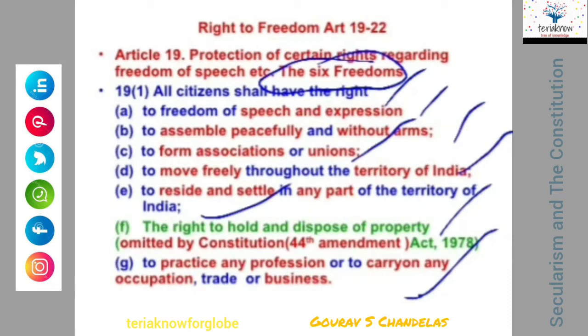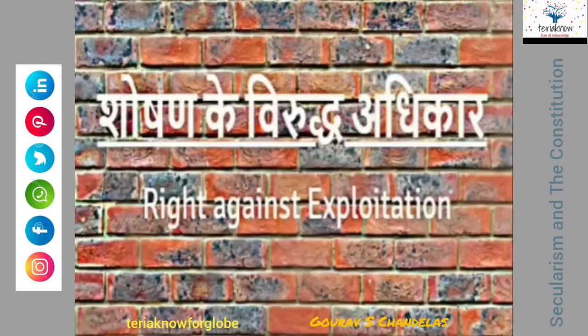Understood? Also, the right to property was a fundamental right, but right now it is just a legal right, and it has been transferred under Article 300A by constitutional amendment, that was the 44th constitutional amendment, 1978. Okay, and also we can exercise or practice any profession or carry on any occupation, trade, or business throughout the country. So it is talking about the right to freedom.